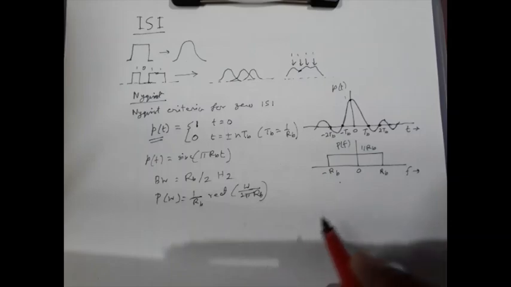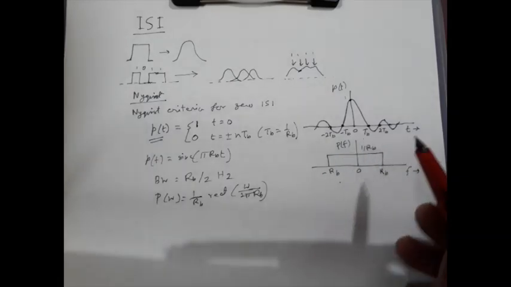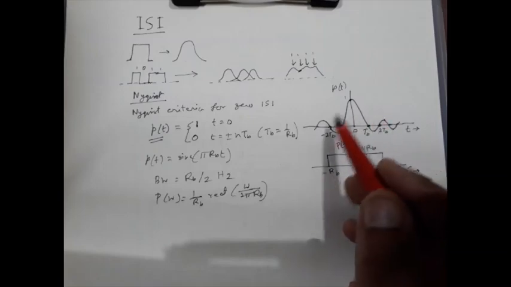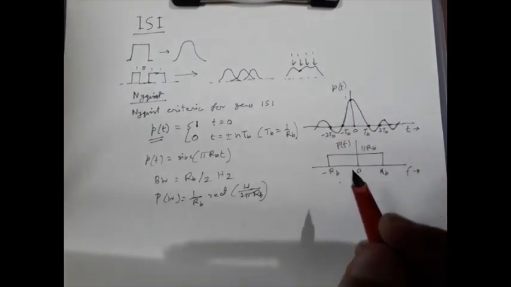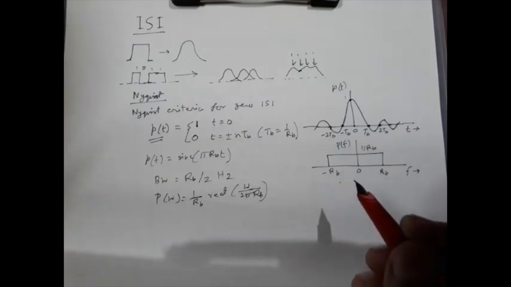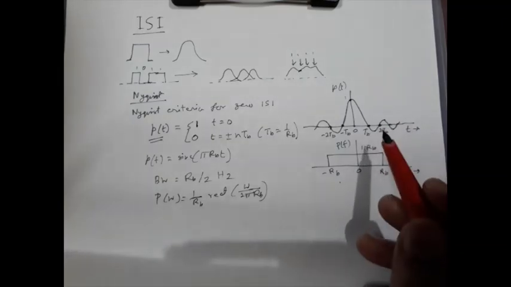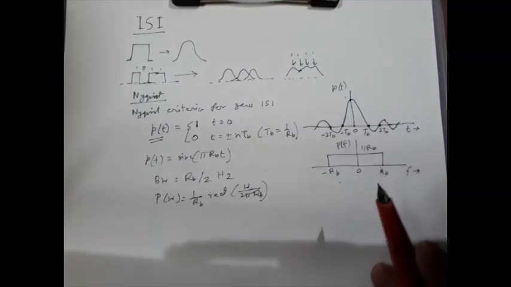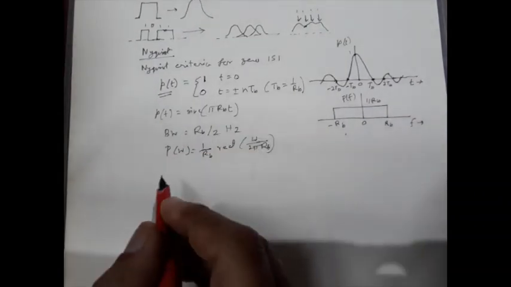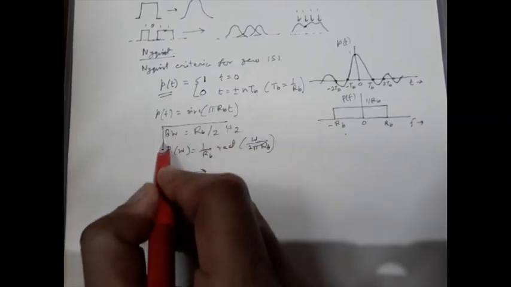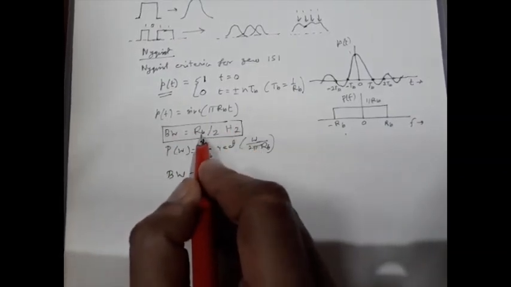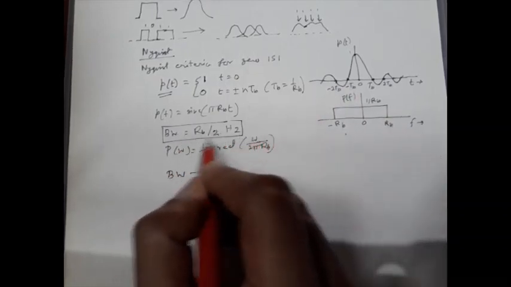So we have to determine a pulse shape. This pulse cannot be a realizable pulse. This is non-causal. So we have to determine a pulse shape that we can actually implement, and it should decay at a faster rate than 1 by t. But for that we have to make some compromise, and that compromise is the bandwidth. Here the bandwidth is the minimum. If RB is the bit rate, then bandwidth is RB by 2 Hz for this pulse. So this is the minimum bandwidth.